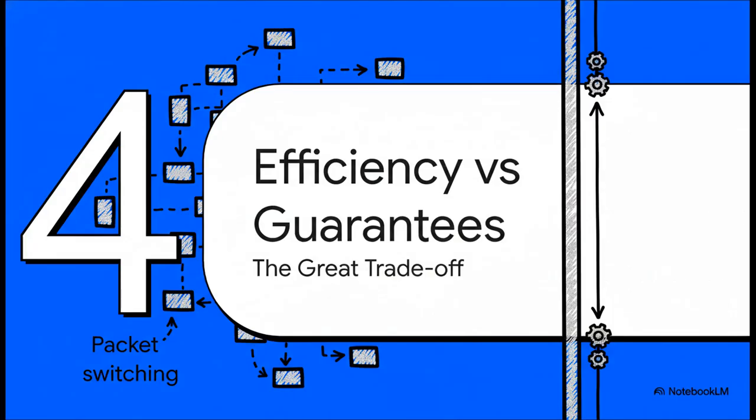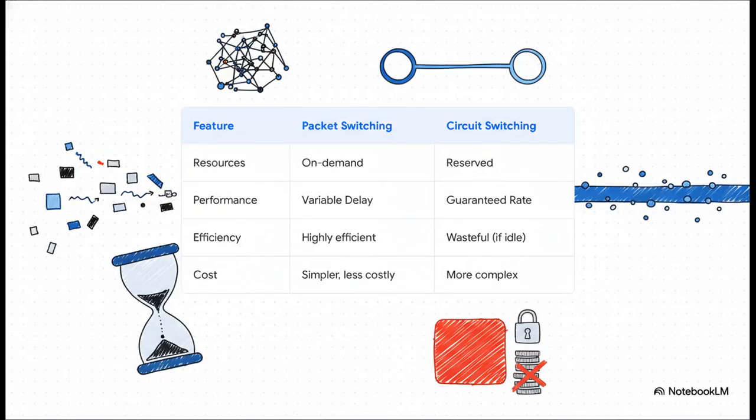And all of this brings us right to the heart of the matter, the great trade-off between these two methods. And this, right here, is the fundamental reason the internet was built the way it was. Okay, so here's the bottom line. Circuit switching is amazing for guarantees. You get a constant, predictable performance, no question. But it's also incredibly wasteful.